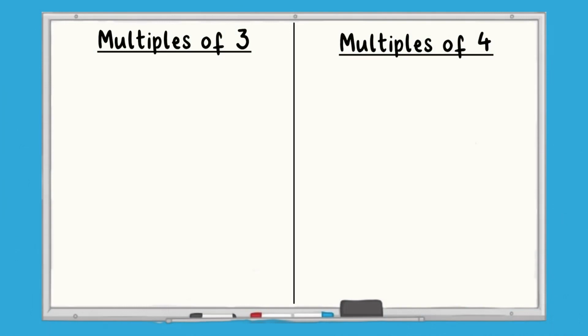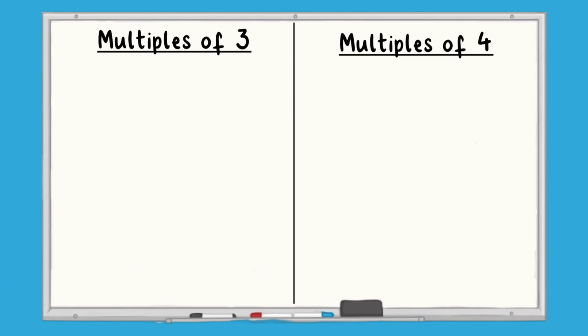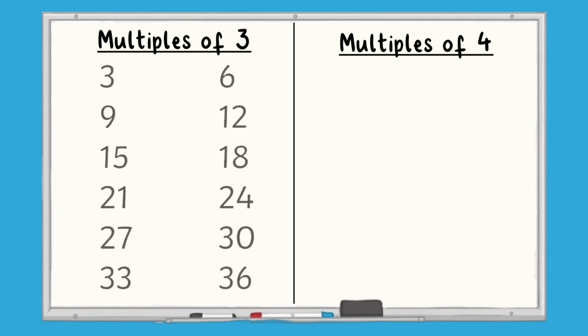Pause the video to think of the first 12 multiples of 3. The first 12 multiples of 3 are 3, 6, 9, 12, 15, 18, 21, 24, 27, 30, 33 and 36.